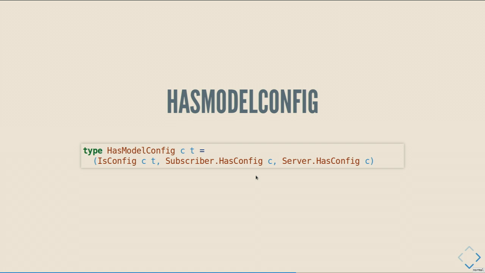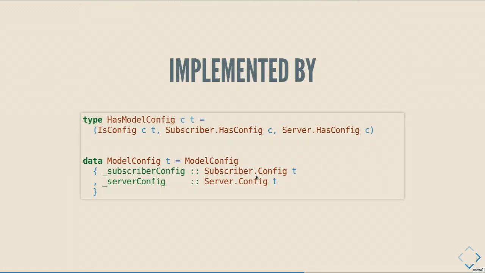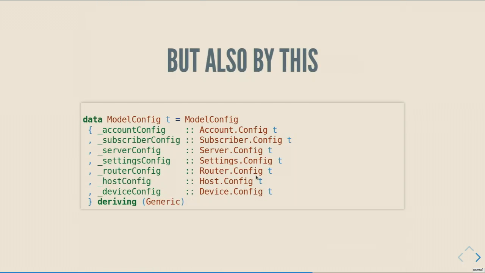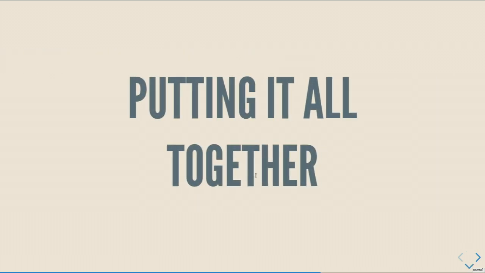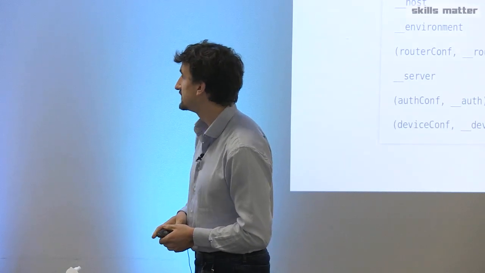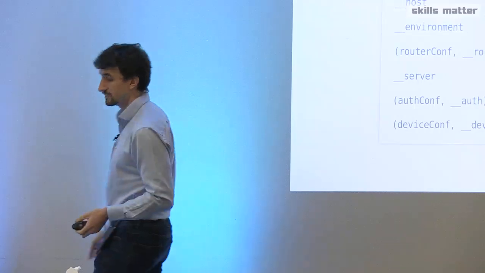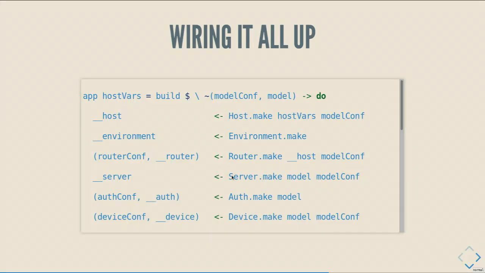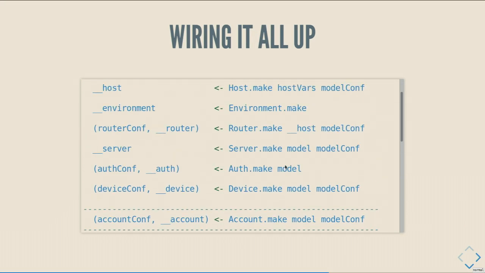We have those constraints, and you can satisfy it by this simple config, but also by this one, which again happens to be the configuration for all the components we have in Gonimo. So let's put that all together and see how this plays out. This is the top-level wiring we have in Gonimo. So what you see here, we are basically making all our components.